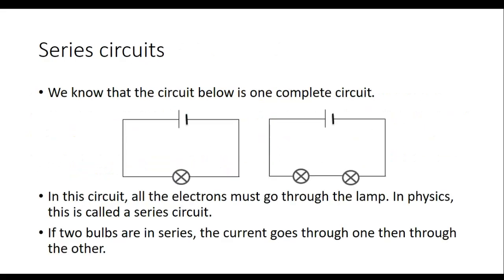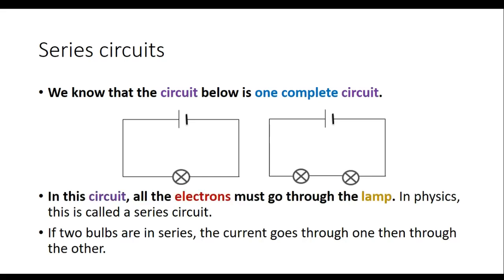Now we will talk a bit about series circuits. We know that the circuit below is one complete circuit. There is nothing missing. The circuit is complete. For these circuits, the electrons must go through the lamp. So there is no other optional path for the electrons to go. There is just one singular path for the electrons to go through. This is then what we call a series circuit.